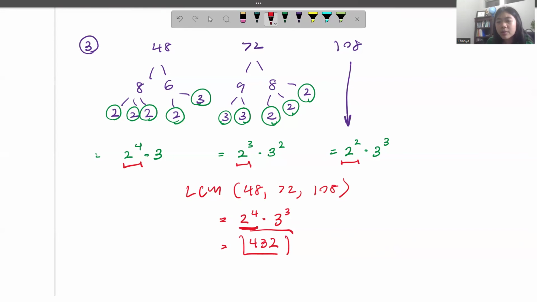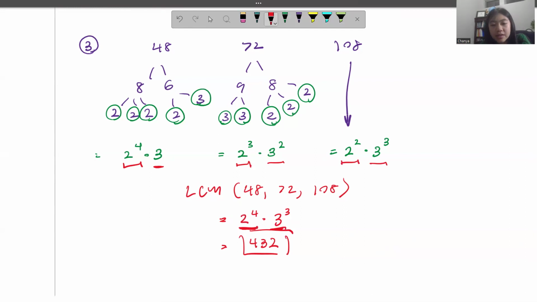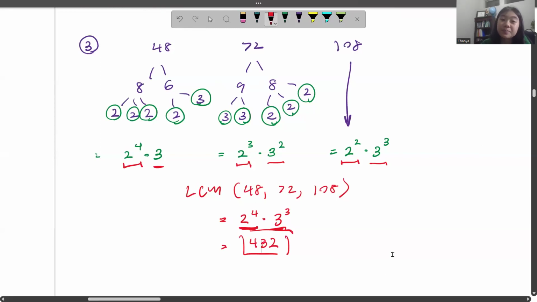And then what about the powers of 3? Well, you have 3, which is 3 to the power of 1, basically. You have 3 to the power of 2, and you also have 3 to the power of 3. So the highest power of 3 you have is 3 to the power of 3. And then you don't have any other prime factors. So you just multiply those two together and you get 432 as your final answer.